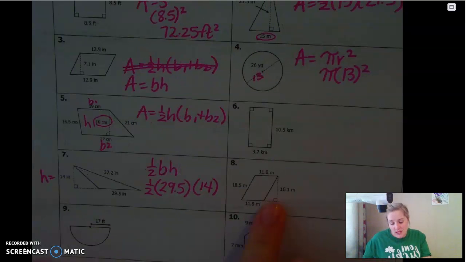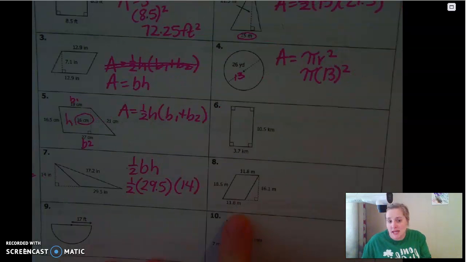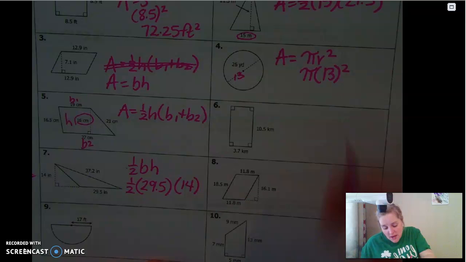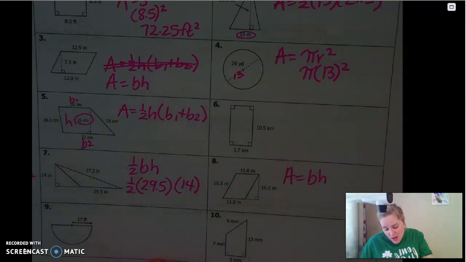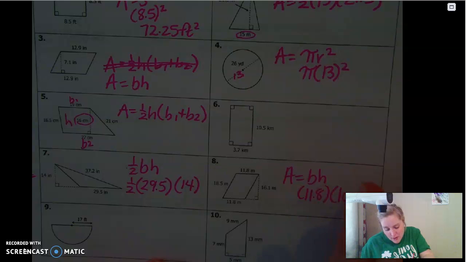For this one again, this is a parallelogram. Okay, you know, because your bases here are the same. So that's a parallelogram. Everything has the same angle. So for a parallelogram, this is just base times height. This is the one that I messed up a second ago. So your base is 11.8 and your height is 16.1.